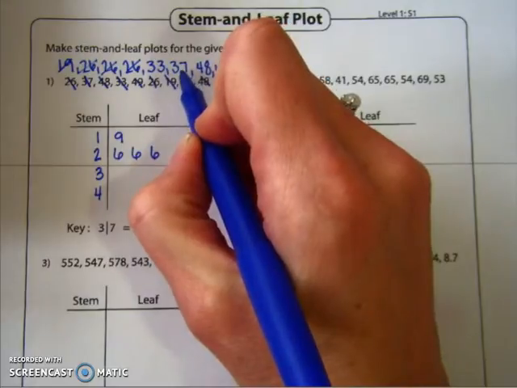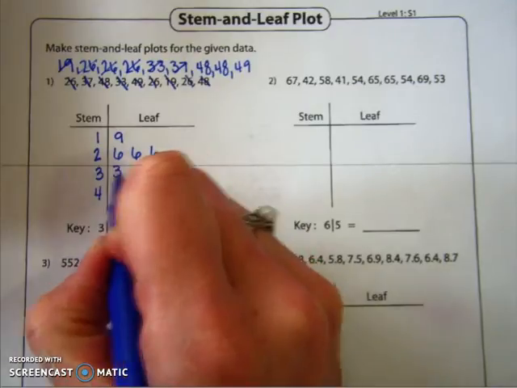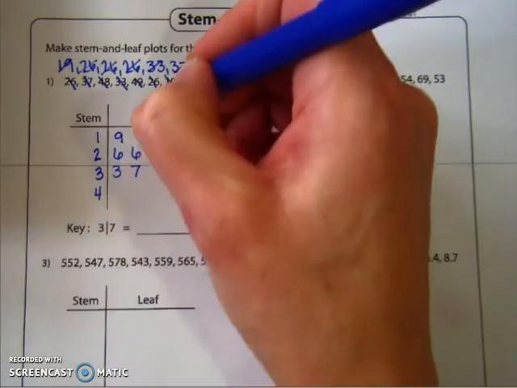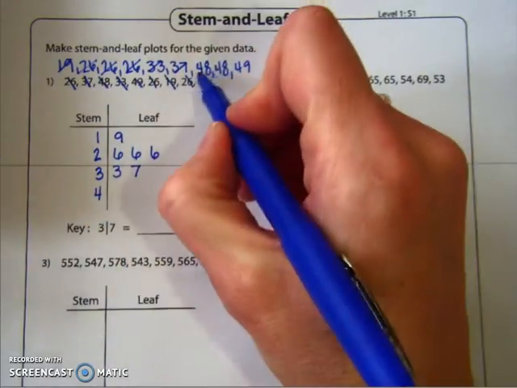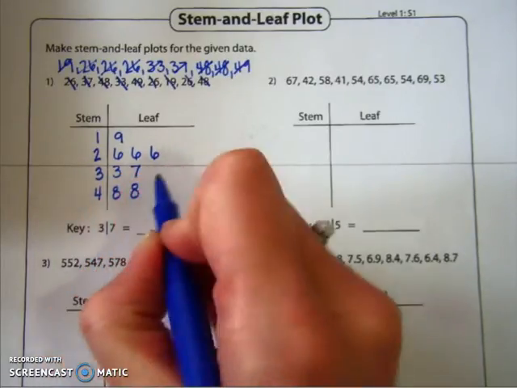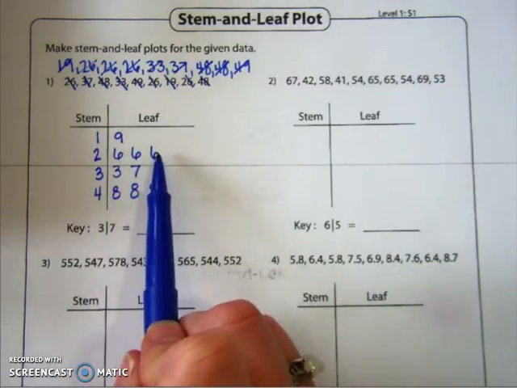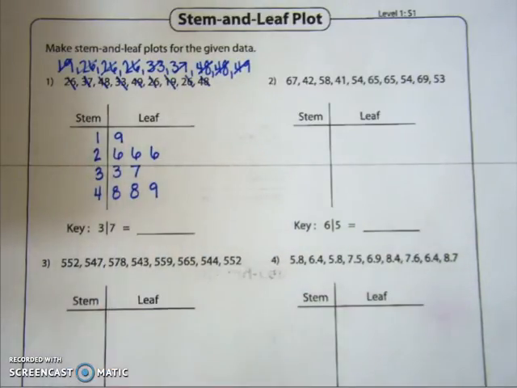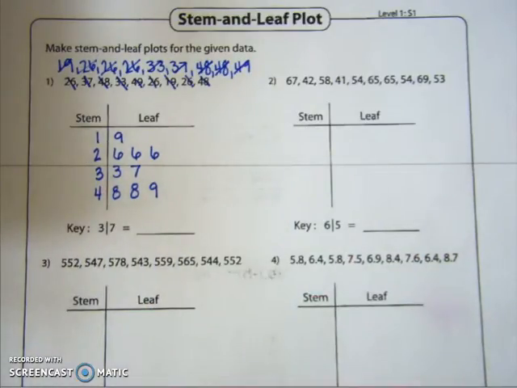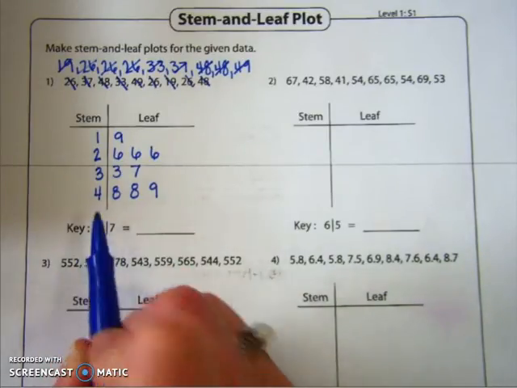Now I'm going over to the 30s. I have 33 and 37. So I'm going to put 33 underneath the first 6, 37 underneath the second 6, and I'm creating columns. Then I have 48, 48, 49. Nice columns. It's easy to see that the numbers in the 20s and the numbers in the 40s have 3 entries, the numbers in the 30s have 2 entries, and I have 1 in the teens, 19.